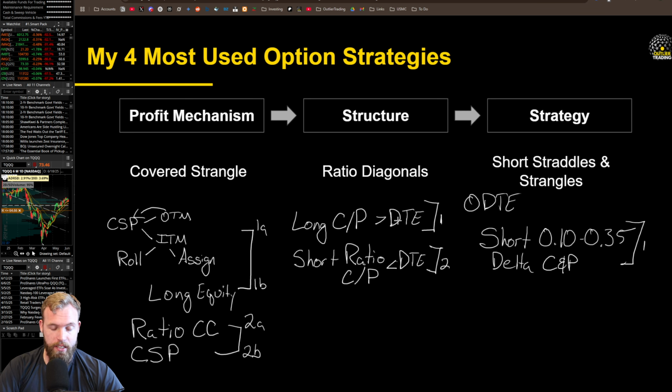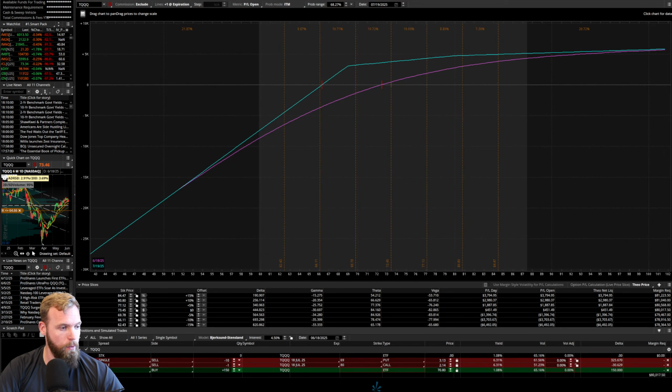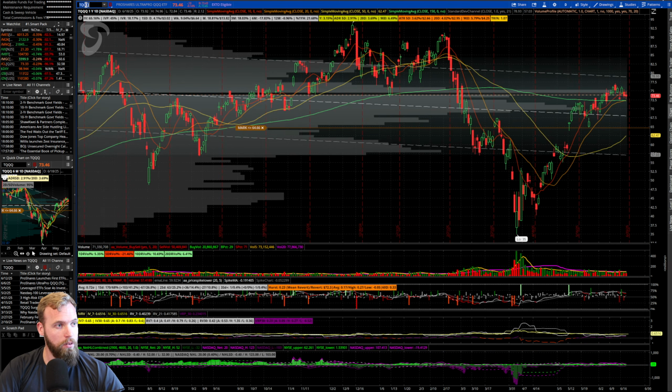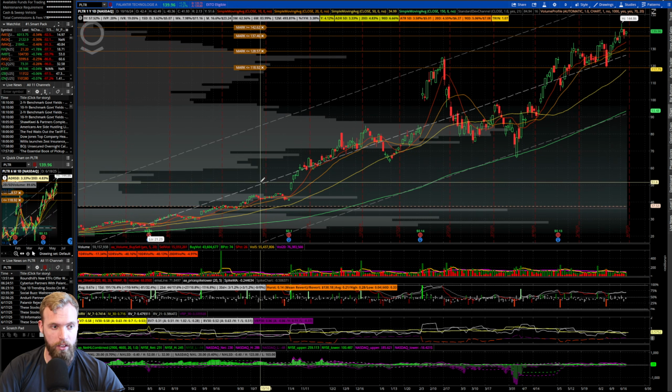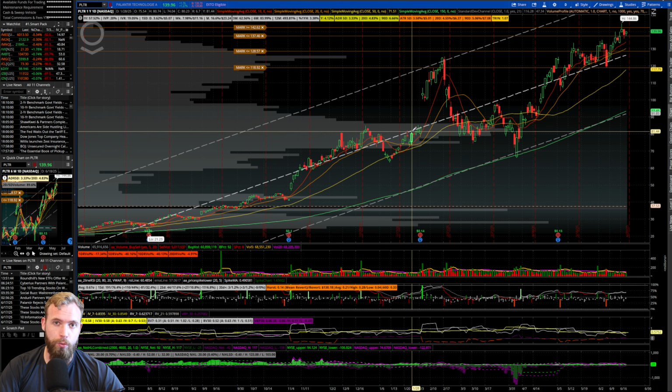And again, there's playlists that go into all of these in detail. But a current example of this trade is Palantir. So I gained entry in Palantir a while ago, but I'm going to show you two of my more recent legs that I've gotten into.